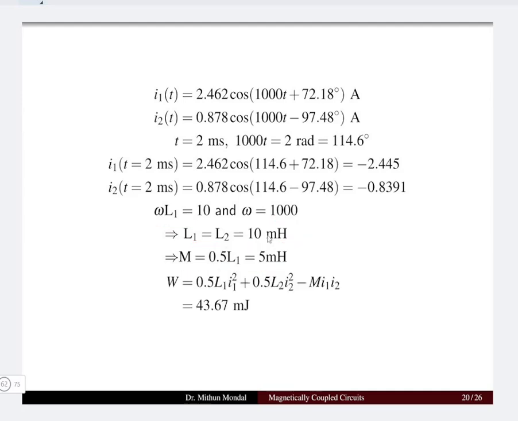So these values are required because we need to find the total energy of the coupled coils, given by the relationship of half L i square term for the self-inductance, and mutual inductance M i1 i2 with a negative sign, because the currents are not aiding the flux, rather they are opposing the flux. So we will have the energy as 43.67 millijoule in the coupled network.